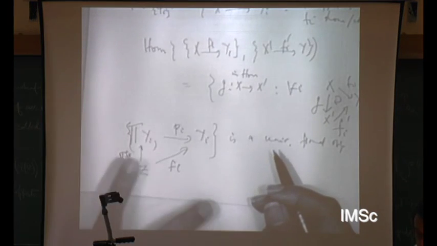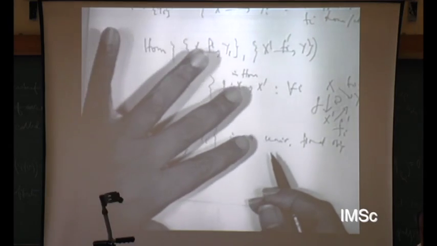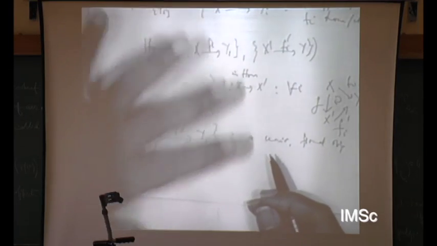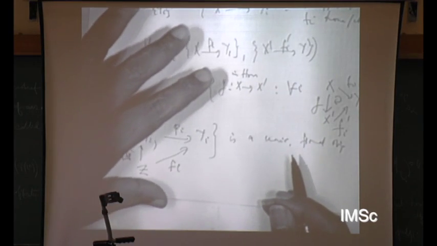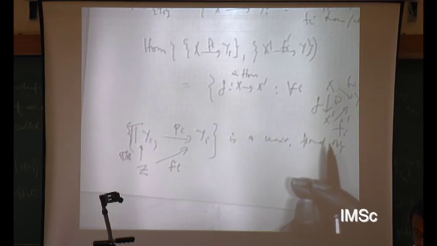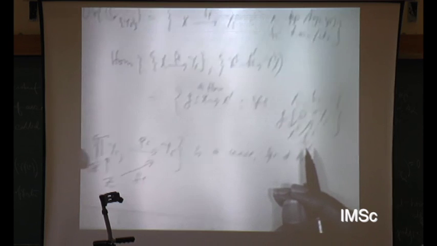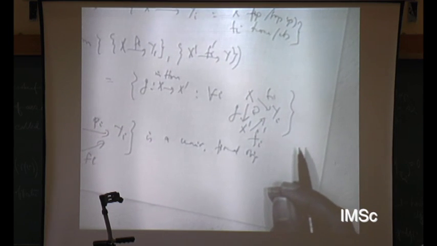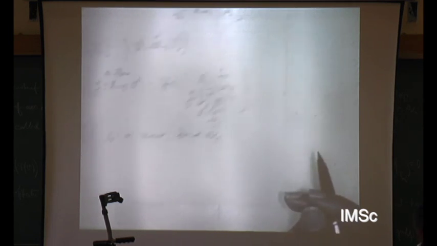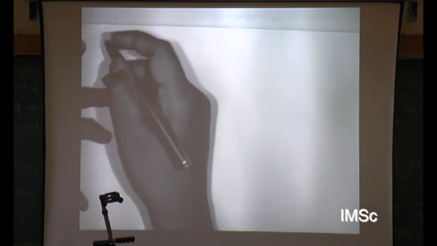The product topological structure or the product Borel structure, they're all determined by the initial structure. Okay, so now let me get to the topic of why I'm saying all this nonsense.